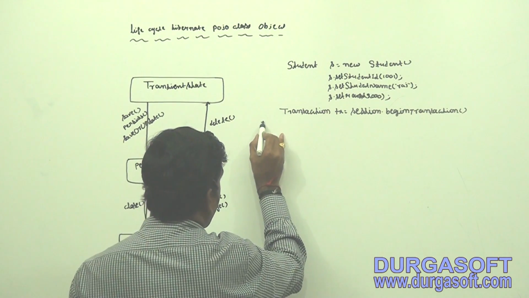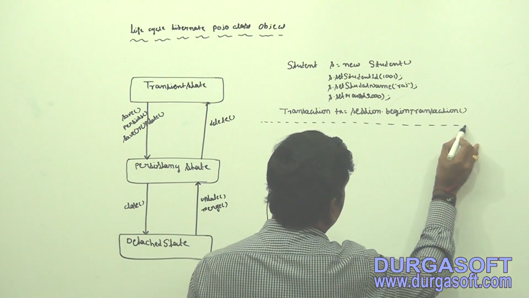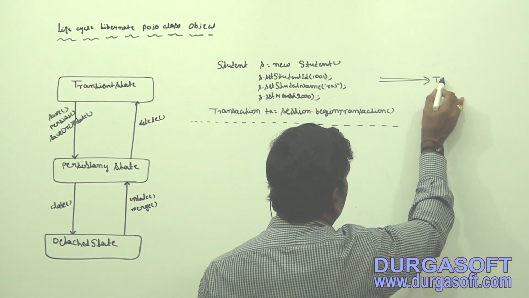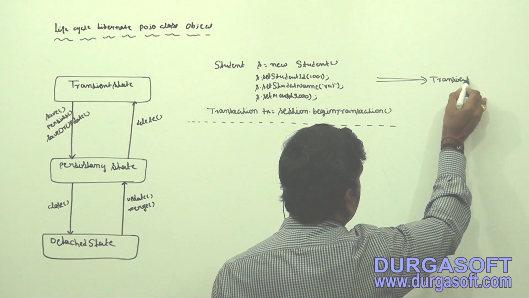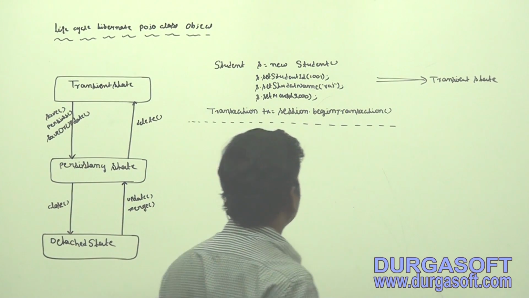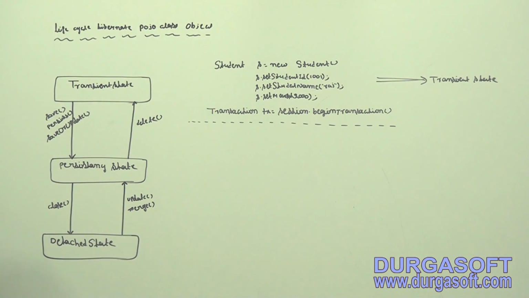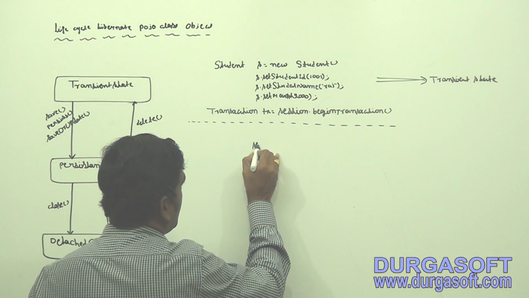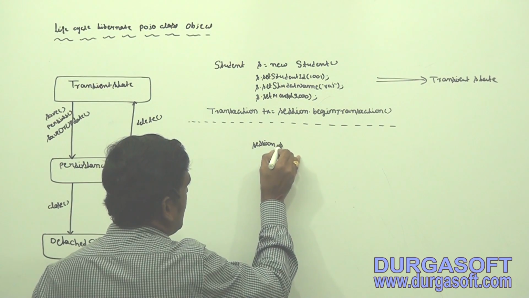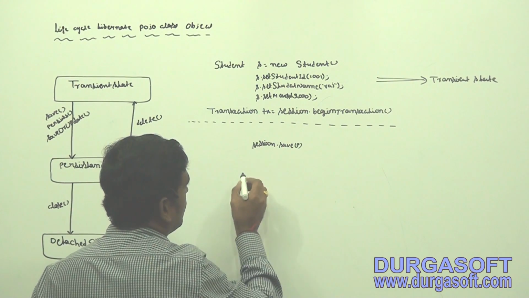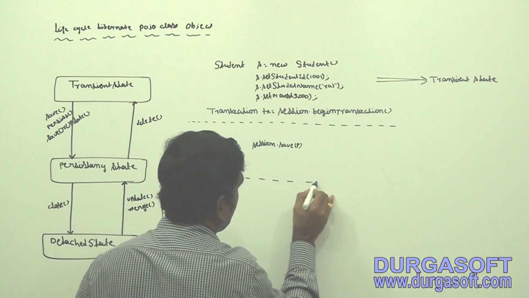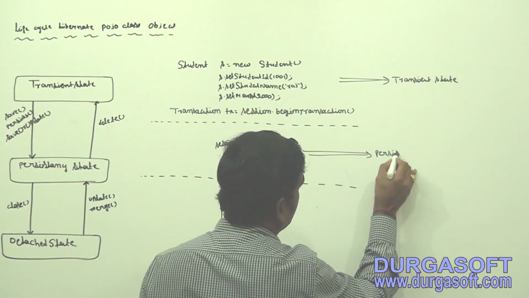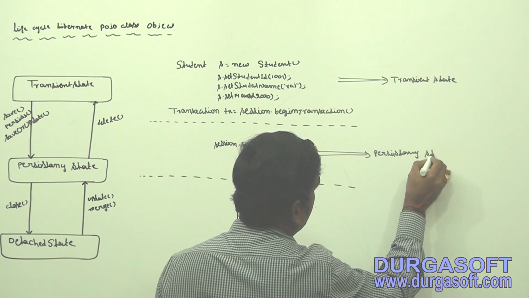This is the transient state. The next, when our object becomes transient state to persistence state, we can use session dot save method. This is what? Persistency state.